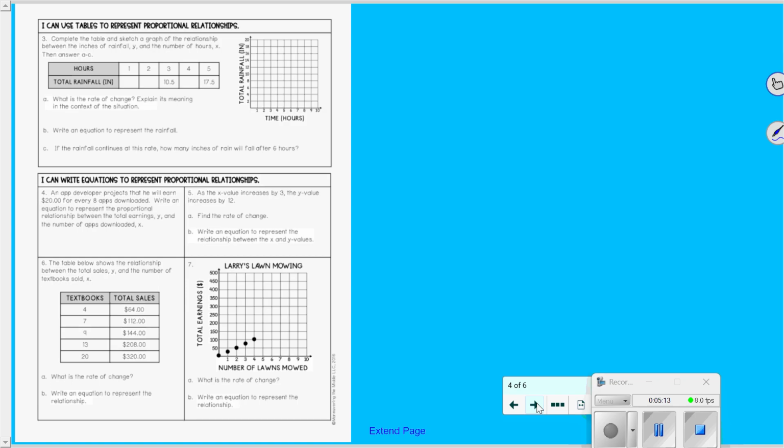Okay, number 3, complete the table and sketch a graph of the relationship between the inches of rainfall Y and the number of hours X. Then answer A through C. So they want us to do the graph and the table first. They've given us one value we can start off of.